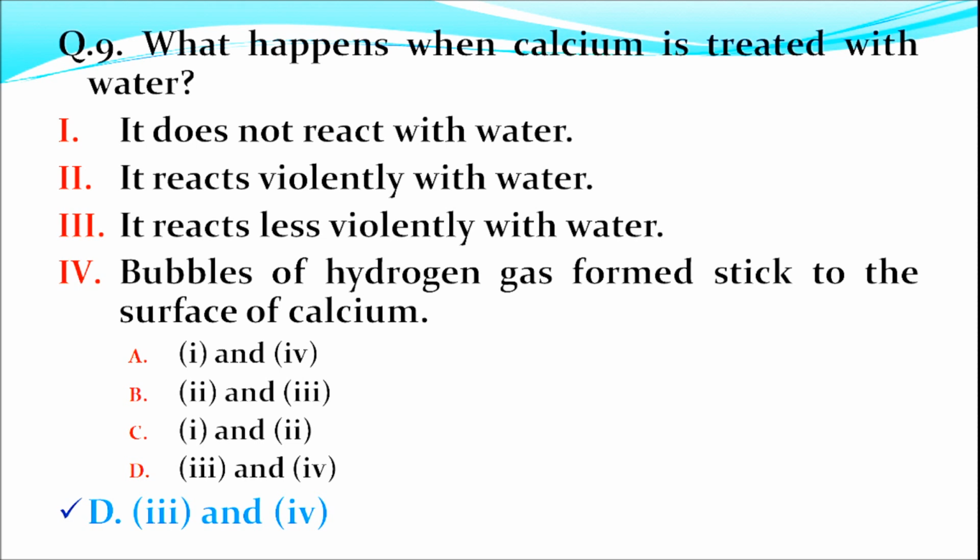Choose the correct answer. A 1 and 4, B second and third, C 1 and 2, D third and fourth. When calcium is treated with water, what happens? It reacts less violently with water, and bubbles of hydrogen gas formed stick to the surface of calcium. That means option D, third and fourth, is correct.